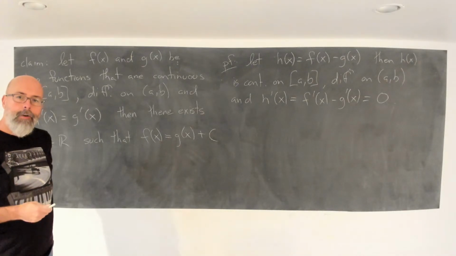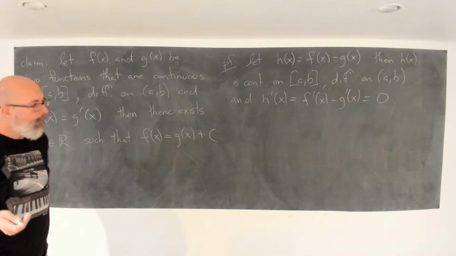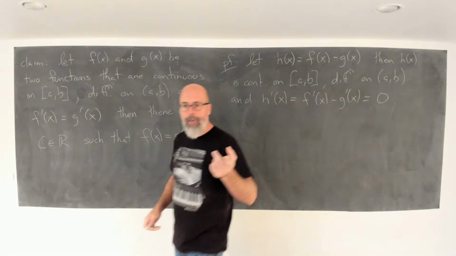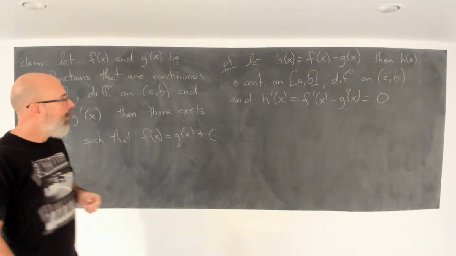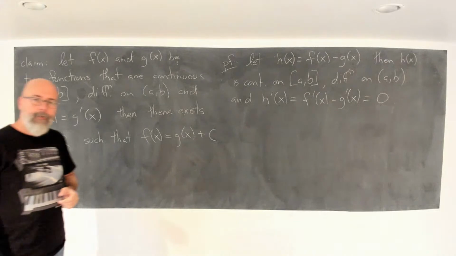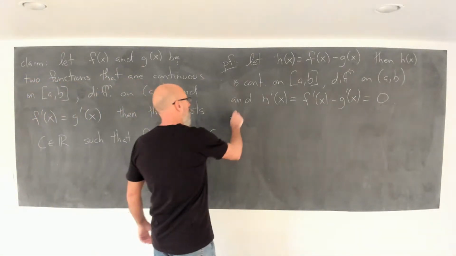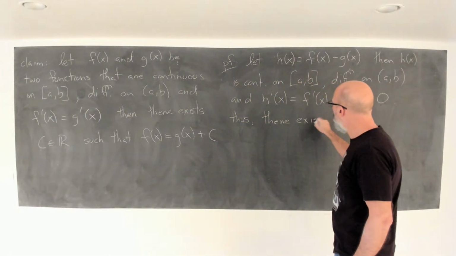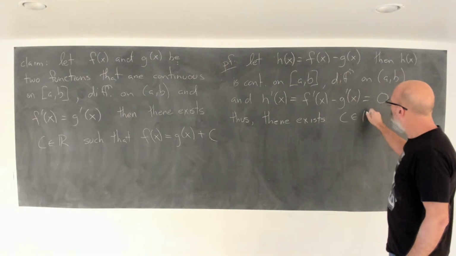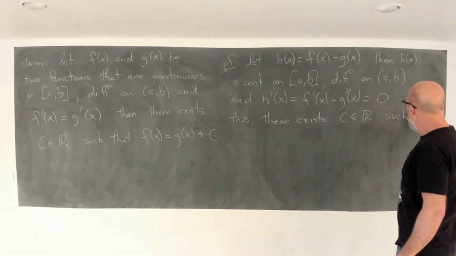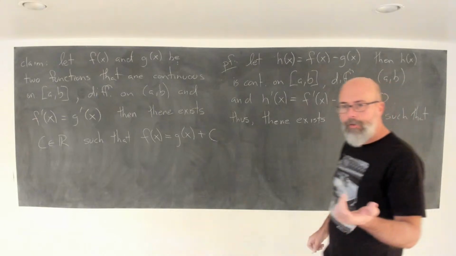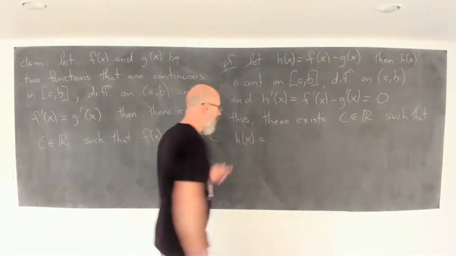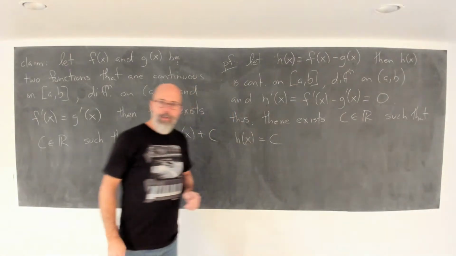The derivative is 0. What does that mean? You have a function whose derivative is always 0. So from the previous claim, you know that h had to be constant to begin with.